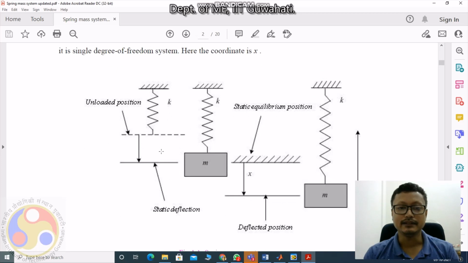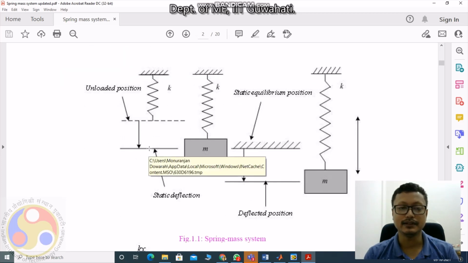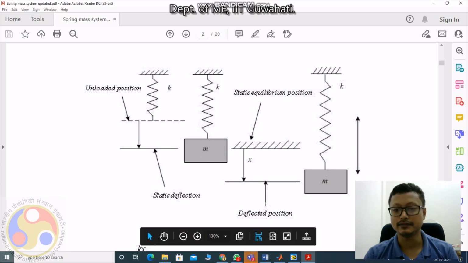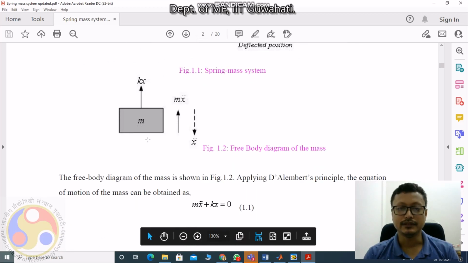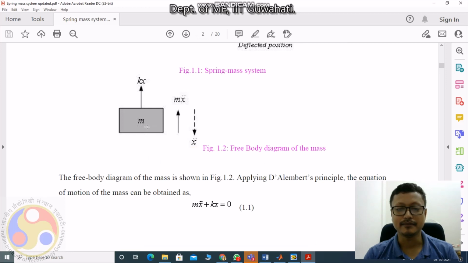These are the diagrams you need to see in the manual. Here is the spring with stiffness K. This is the unloaded position. If you apply some particular load or mass M here, it will deflect to the position X. This is a free body diagram of the spring mass system.